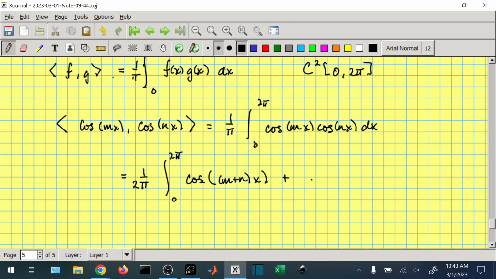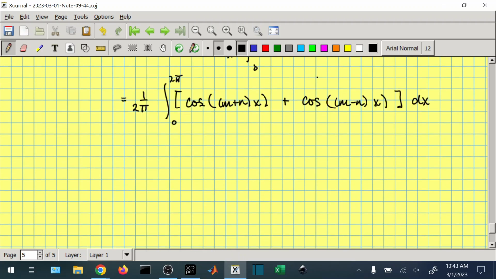Cosine, yes. This is the product-to-sum formula for cosine as opposed to sine. And let's see, we're going to get 1 over 2 pi. And what's the antiderivative of cosine kx? Isn't it 1 over k times sine kx? Or sine kx over k? And what's the antiderivative of cosine kx again?